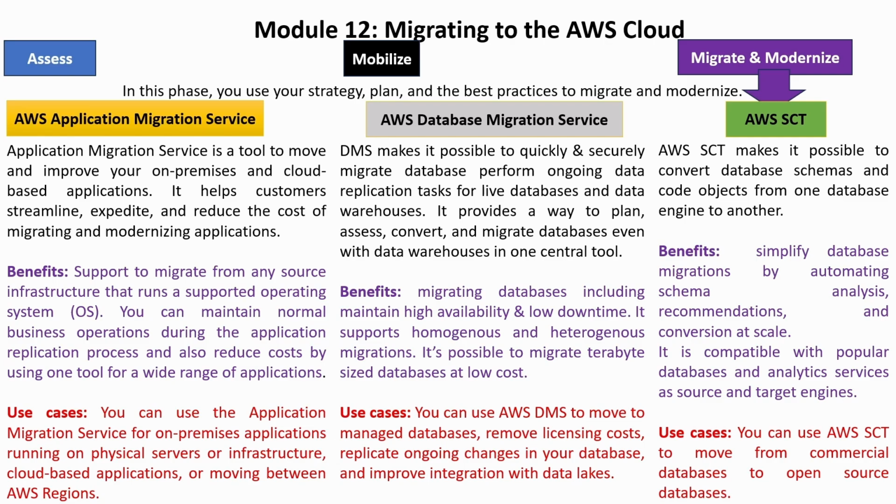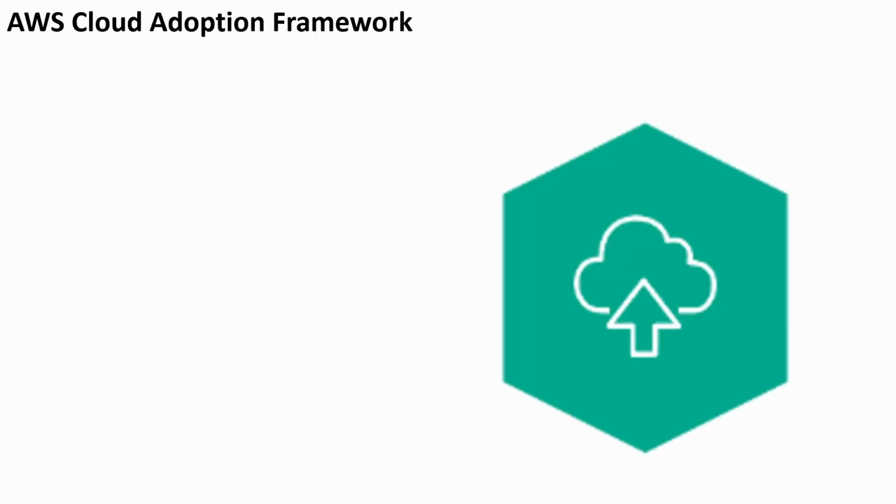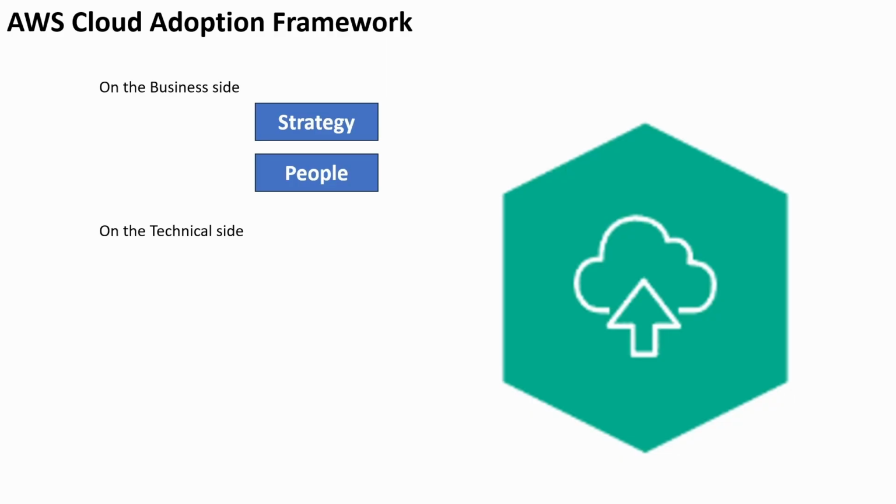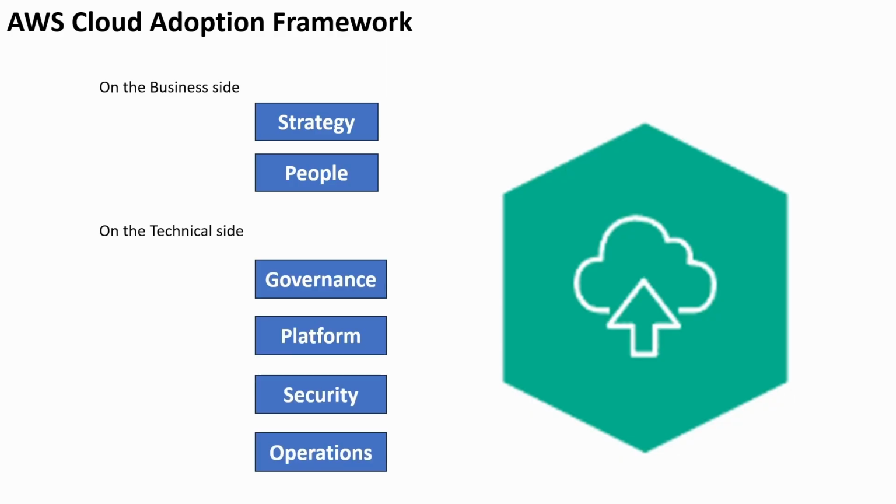That's why we use AWS CAF, the Cloud Adoption Framework. It's not just about the tech, it's about the whole business. We look at it through 6 different lenses. On the business side, we focus on strategy and people, and on the technical side, we focus on governance, platform, security, and operations. By checking all 6 boxes, you reduce the risk of a successful migration that actually breaks your company culture or your budget.